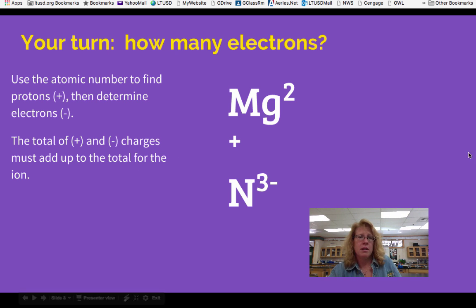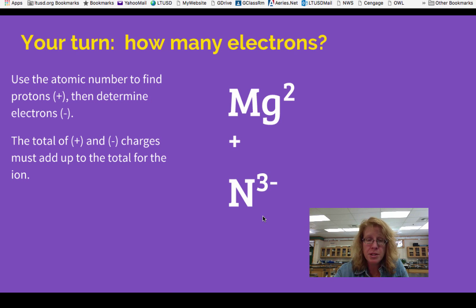Your turn. So here, this little plus, again, I don't know why it's coming down here. This little plus right here should be up here. So it's Mg2+, and this is N3-. So what you should do right now is hit pause, grab a piece of scratch paper, and work this out. How many protons and how many electrons are in each of these? So hit pause, go scratch it out, and then I'm going to continue and give you the answer.